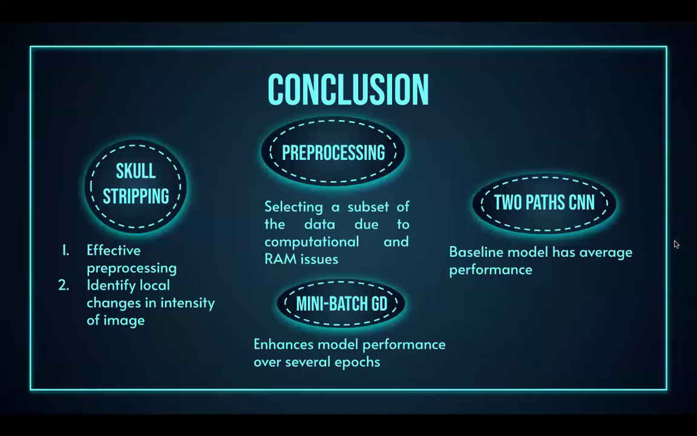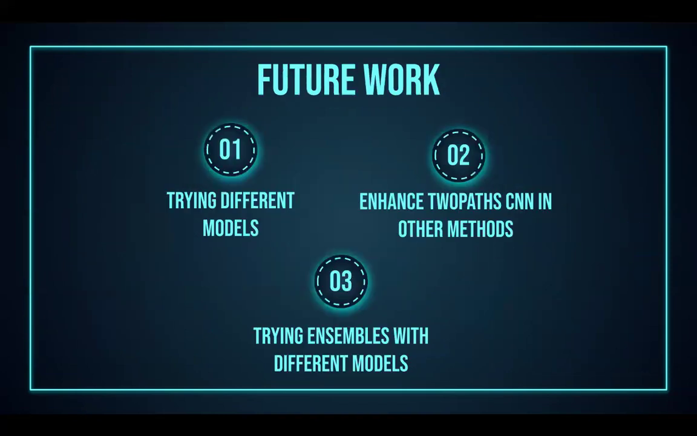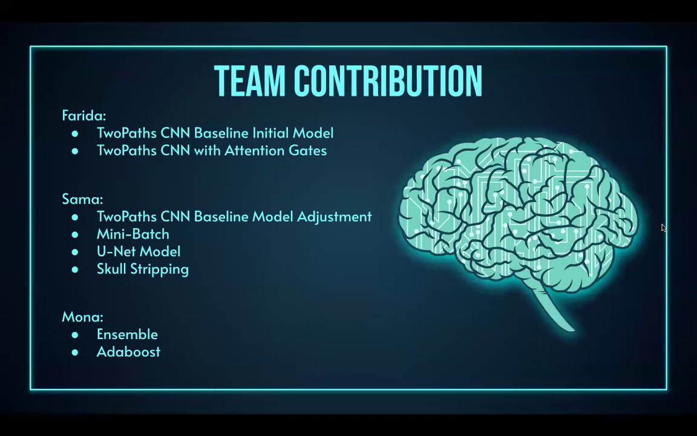Moving on to the conclusion to sum everything up, we did skull stripping, pre-processing, mini batch with a batch size of 16, two-path CNN. We added attention gates. We tried U-Net and ensemble. We did an ensemble with simple averaging and AdaBoost. For future work, we're considering trying different models, enhancing the two-path CNN and other models and methods, and trying ensemble with different models. Here's the timeline and progress, and here's the team contribution.